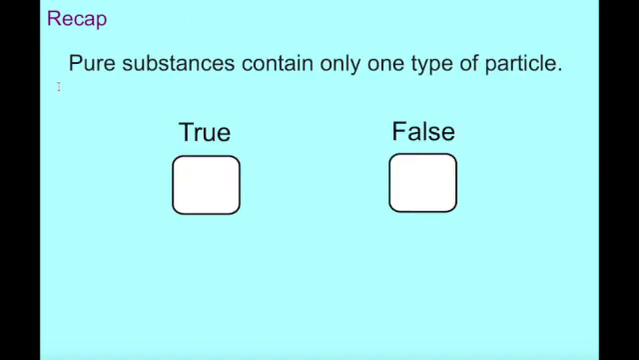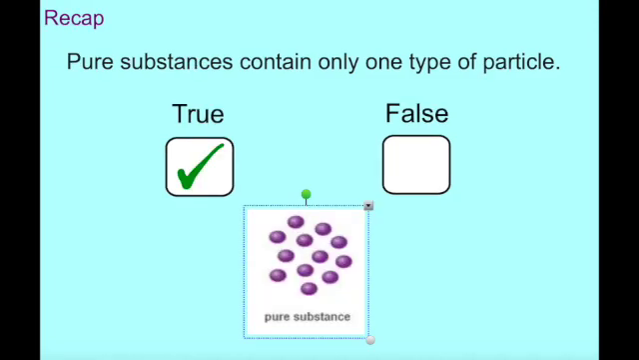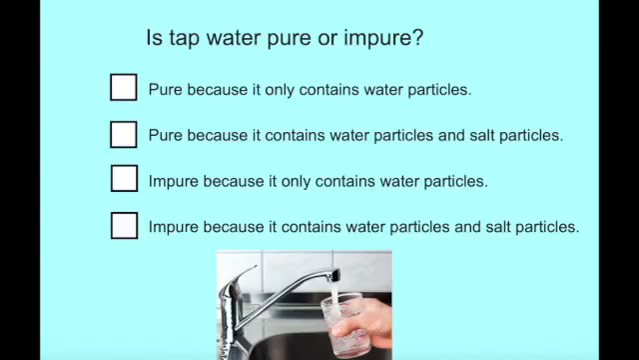Okay, another bit of recap. Pure substances contain only one type of particle. True or false? Pure substances contain only one type of particle. True or false? You don't need to write this down. Have a think. The answer is true. Pure substances only have one type of particle. Okay, there's not different colours, different types. It is just one type of particle.